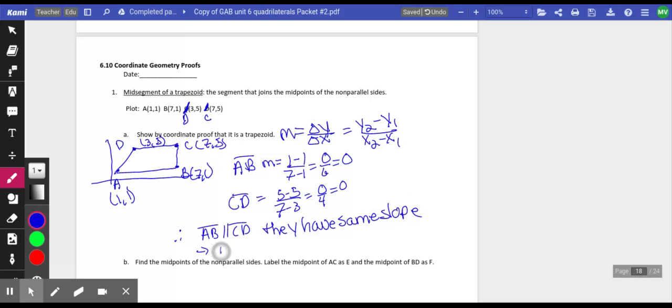And that implies that ABCD is a trapezoid. It's a quad with one pair of parallel sides.